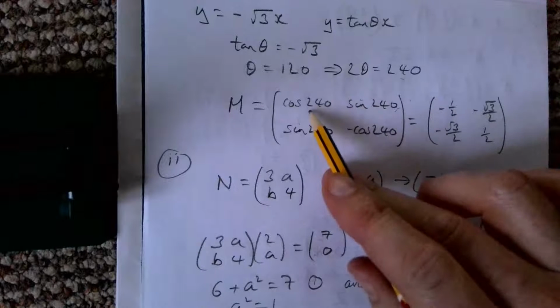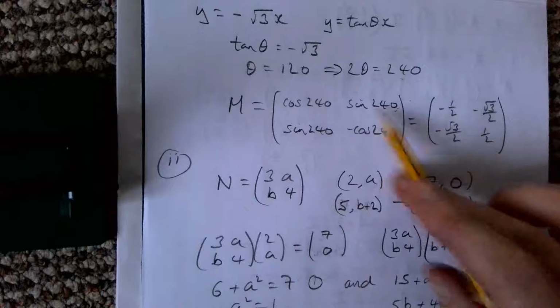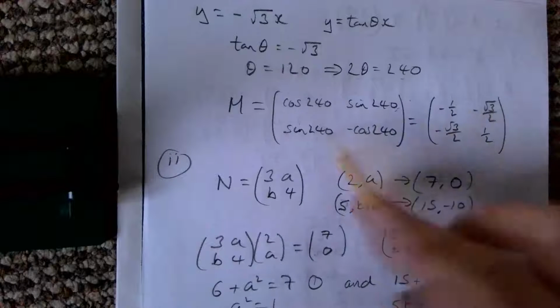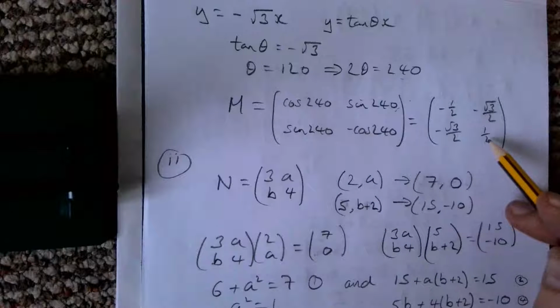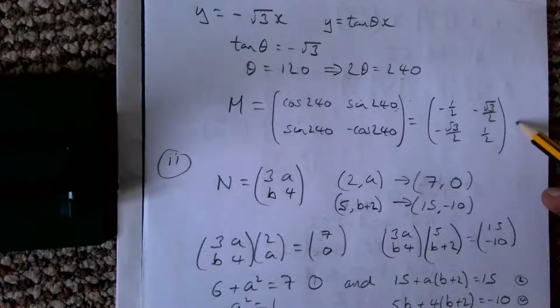The cos of 240 is minus a half. The sine of 240 is minus root 3 over 2. Sine 240, minus root 3 over 2. And minus cos 240 then is going to be a half. So that's the required matrix then for part 1.